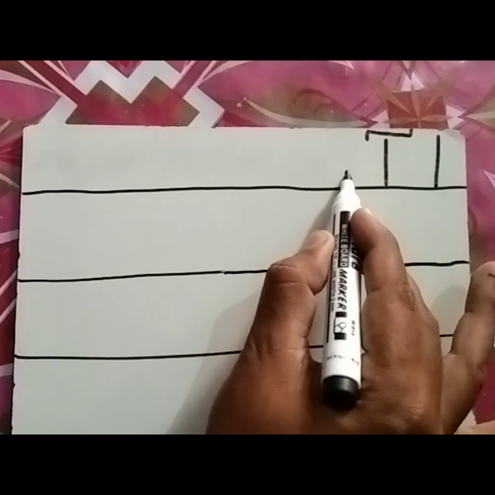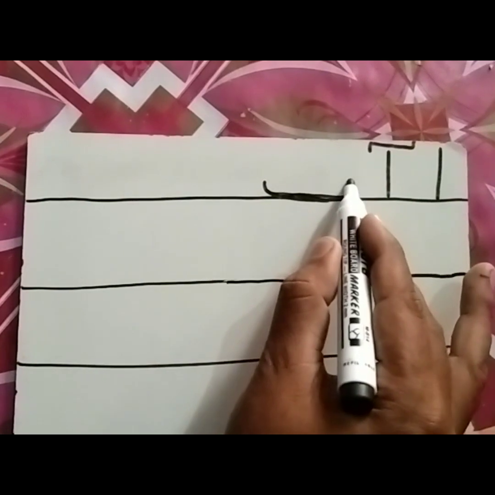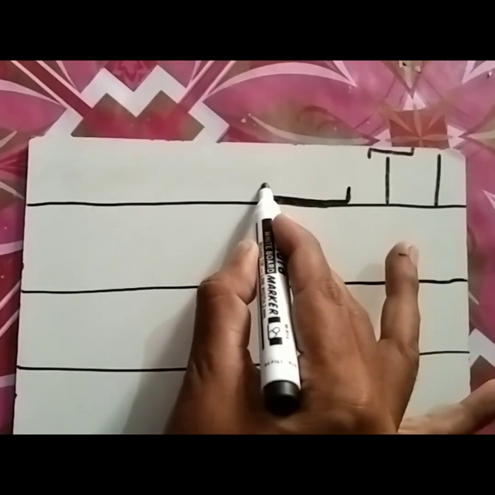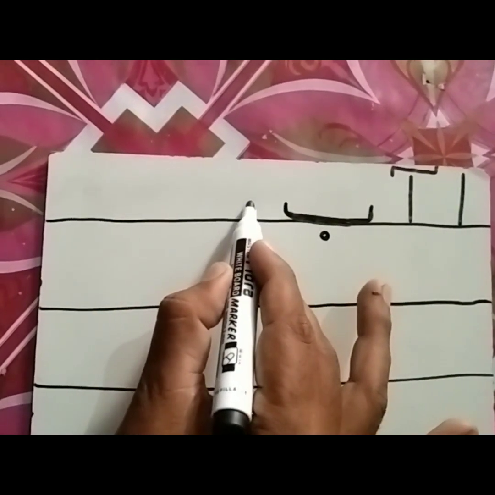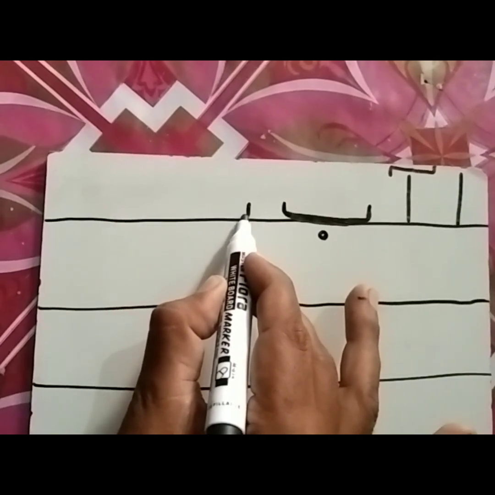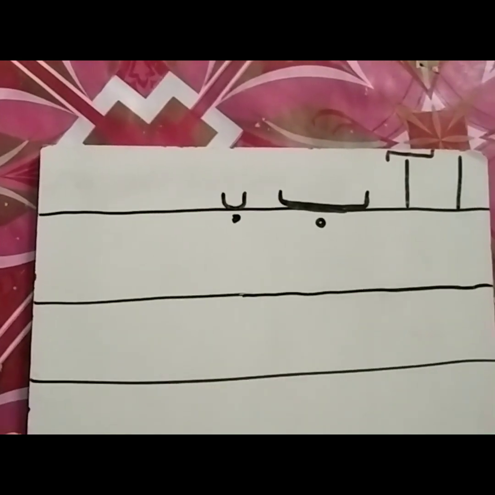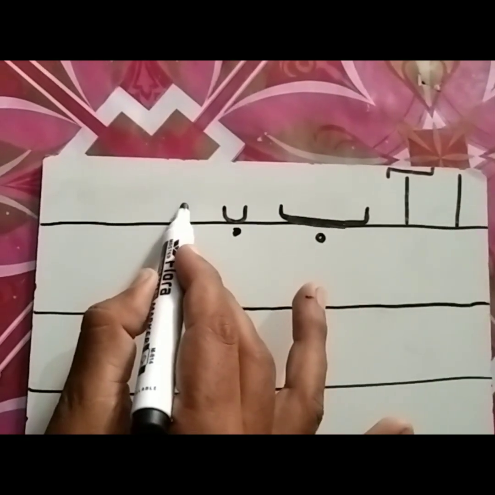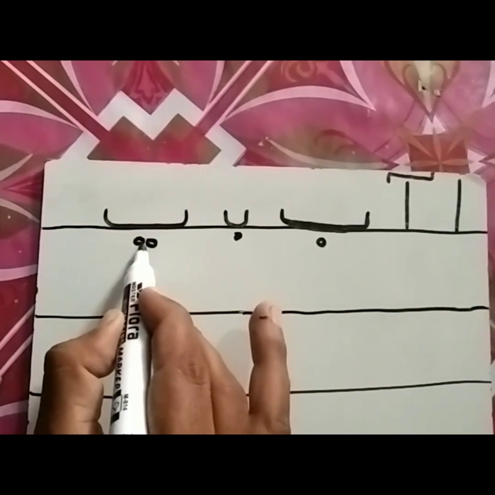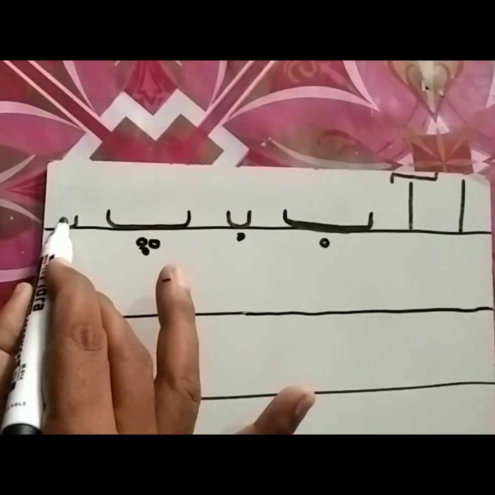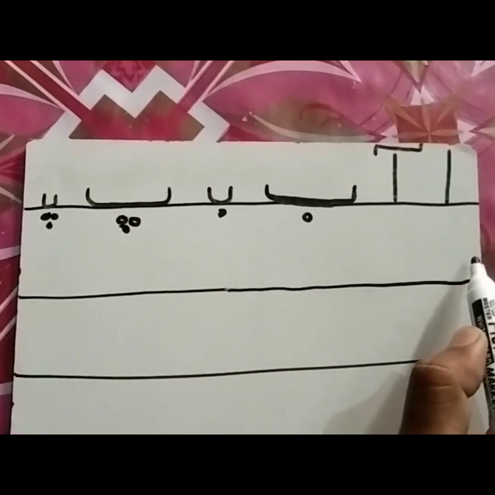The next letter is Be. Standing line, sleeping line, and then standing line, and one dot. Be. The half shape of Be is like this. This is the Be half shape. And the next letter is Se, like this, with three dots, and its half shape is like this. Then after that, Te.